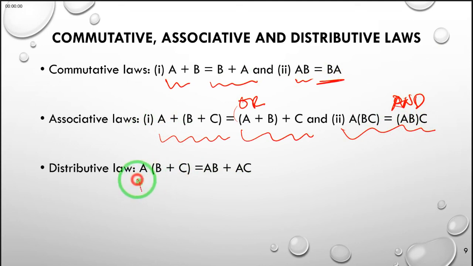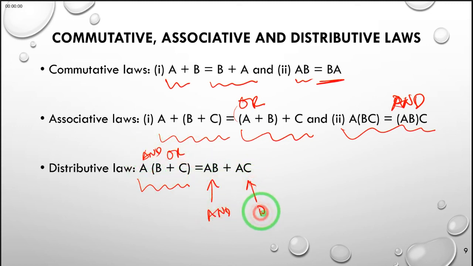The distributive rules also say that you can combine an OR gate with an AND gate through a bracket, and when you do that, this can be equivalent to one AND gate and another AND gate combined with an OR gate.